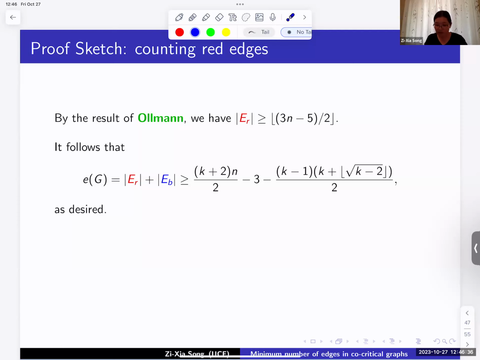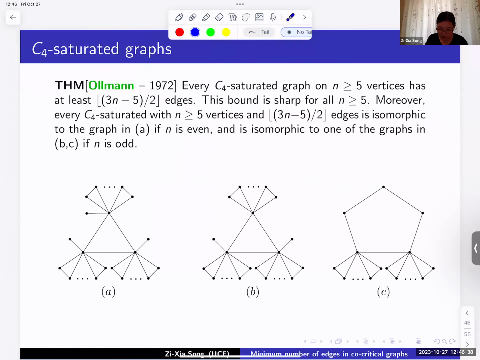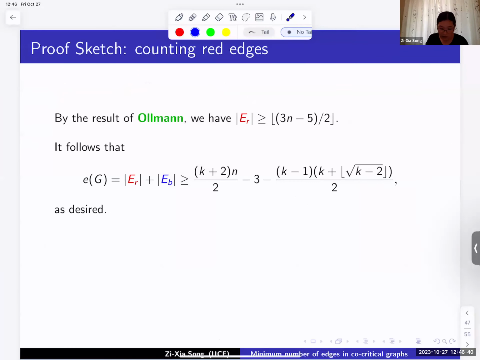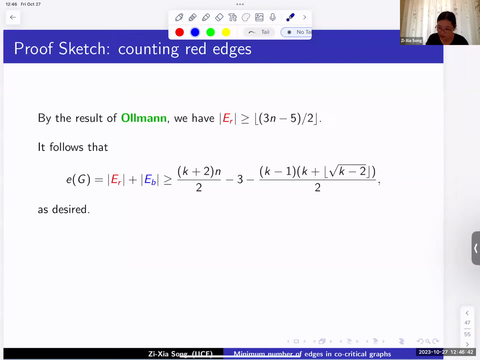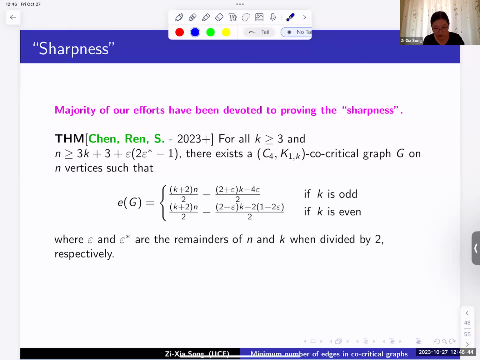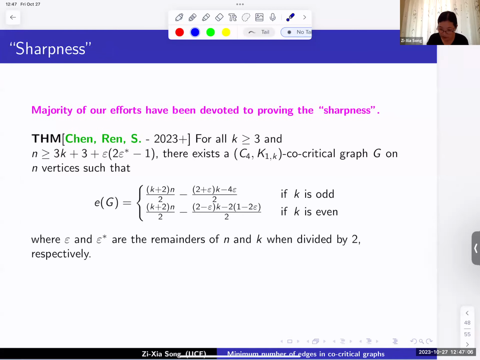star co-critical graph. Let me slightly show you why this topic is more interesting, in the sense that this time we cannot construct a graph with a unique critical coloring. We actually construct one with 6 different critical colorings.